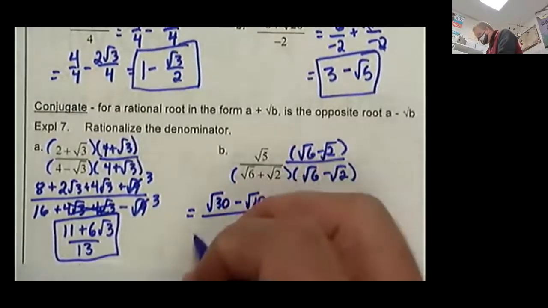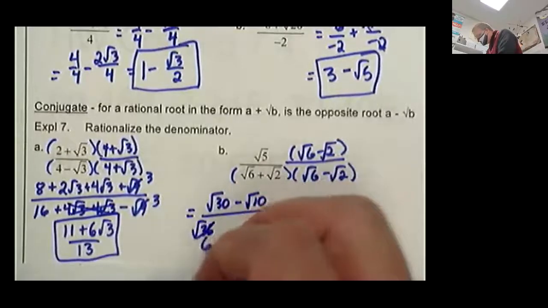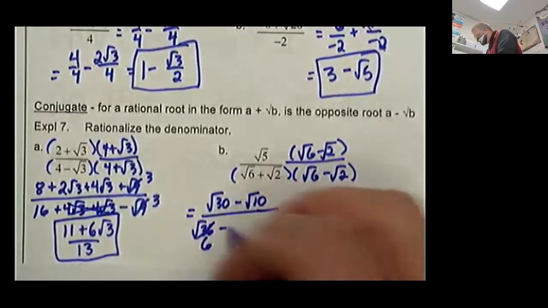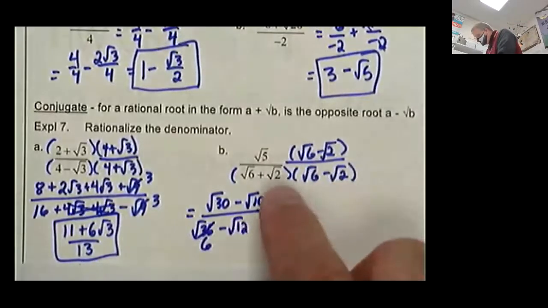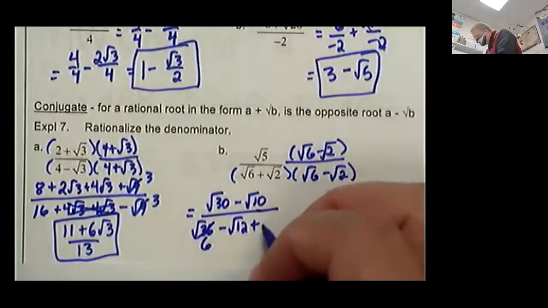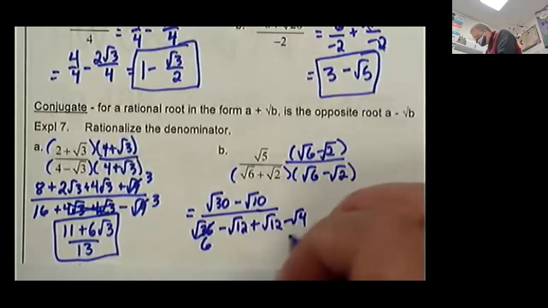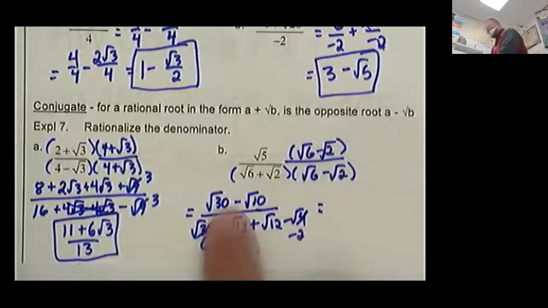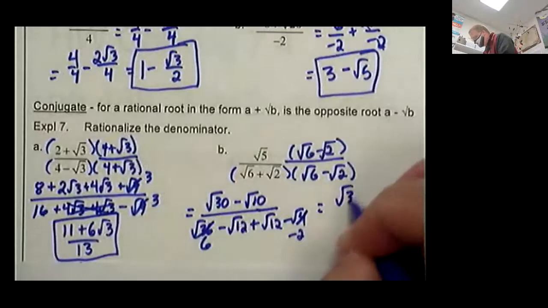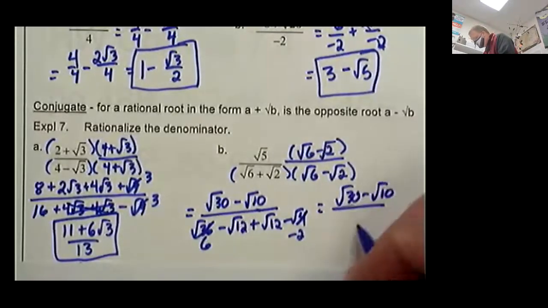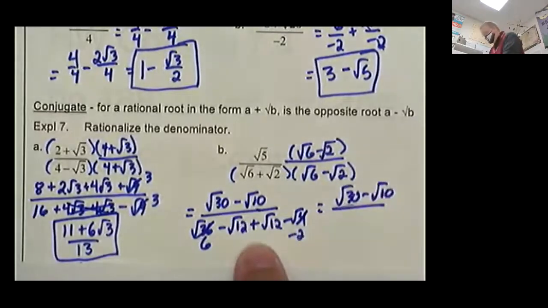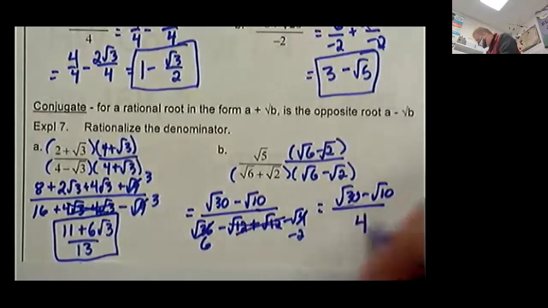Root 6 times root 6 is root 36, which is 6. Root 6 times minus root 2 is minus root 12. Root 2 times root 6 is plus root 12. Root 2 times negative root 2 is minus root 4, which is minus 2. What happens? 30 and 10 do not have any perfect squares, so that just stays root 30 minus root 10. And then on the bottom, what happens? The O and the I again cancel, and we have 6 minus 2, which is 4.